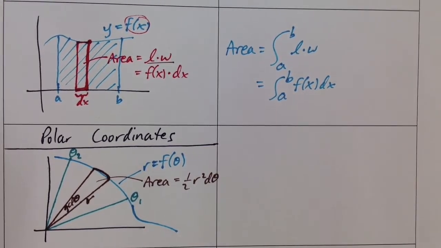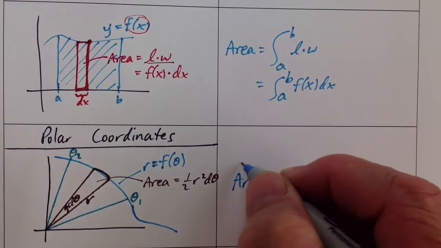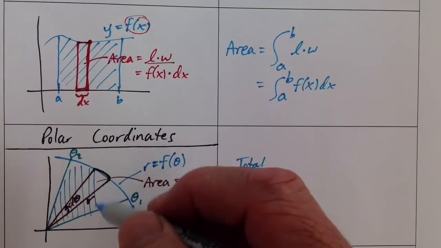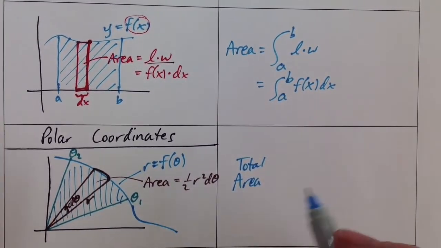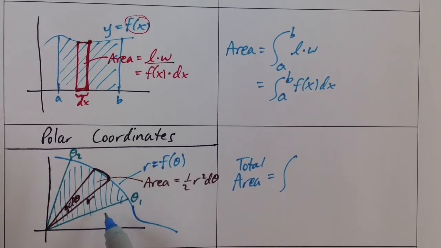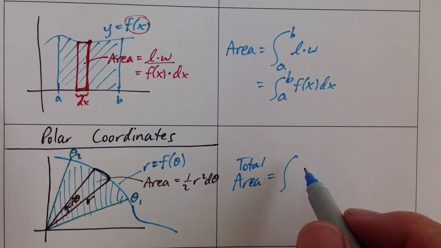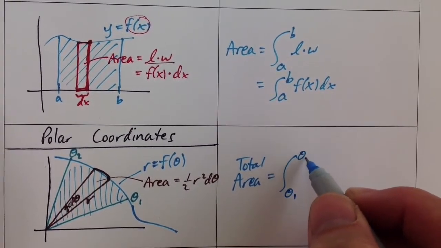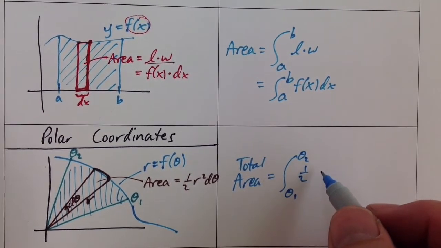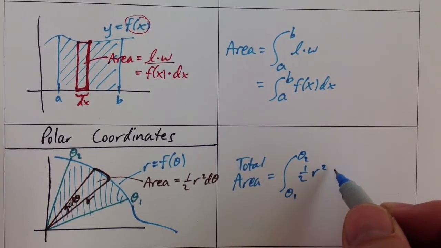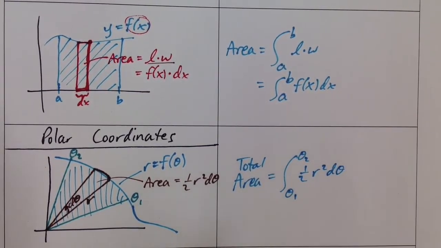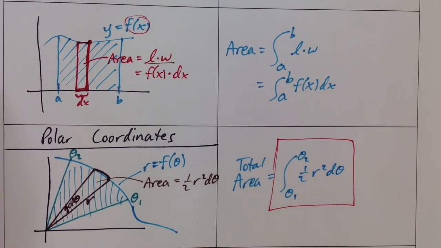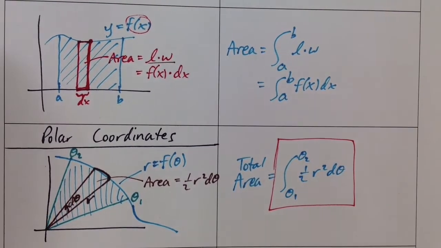Okay, and so therefore the total area, and when I say total area, I mean all this area right here between theta 1 and theta 2, we're going to sweep out an entire region. We're going to add up an infinite number of sector areas from theta 1 to theta 2 of the area of one of those wedges, or one of those little mini sectors, and that is your area formula. Okay, so that's your area formula in polar. So let's look at some examples.